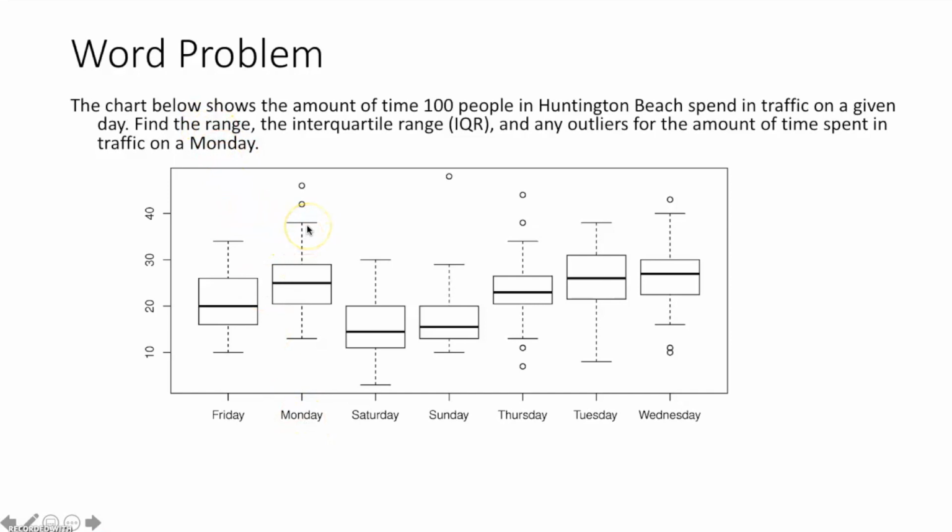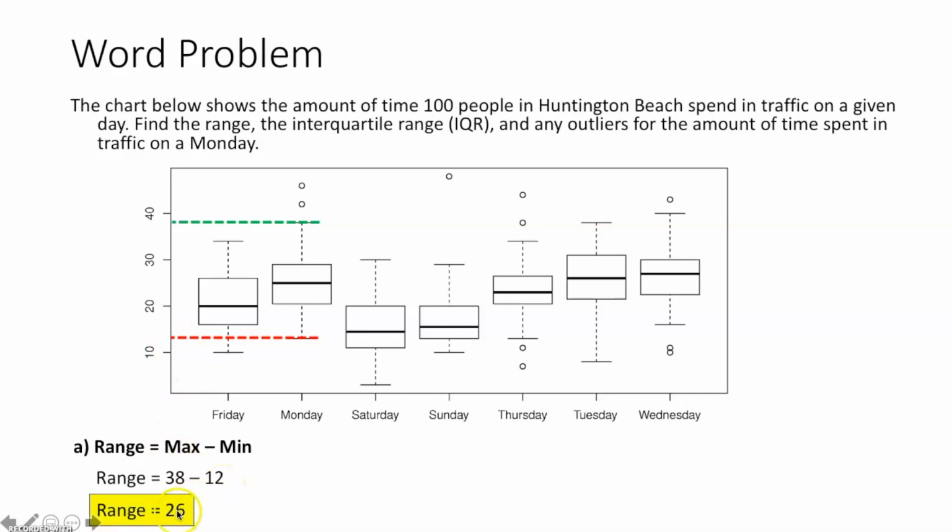So the max here, don't look at these outliers. Those are not your maximums. Your maximum is here. So your max looks like it's about 38, and then your min looks like it's about 12. So we'll go 38 minus 12 is your range. That would be 26. Again, since it's not exact, you don't know exactly what that value is, it's okay if yours differs just a little bit.